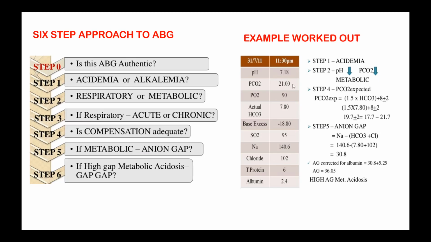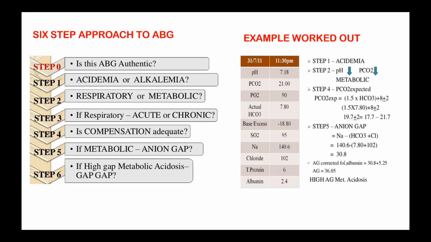So even if the value is given as 35, and by calculation you find it should actually only be 21, that means there is an element of metabolic and respiratory acidosis. That is where this Winter's formula is very, very helpful to find a combined derangement of both metabolic and respiratory. And then go for anion gap, because it is now established that it is a primary metabolic acidosis. So find out the anion gap.